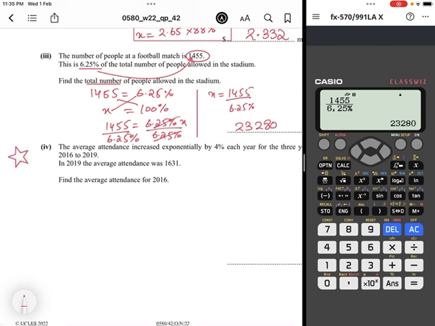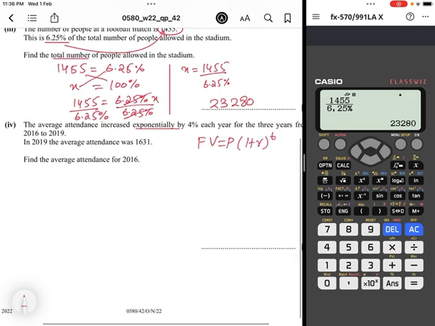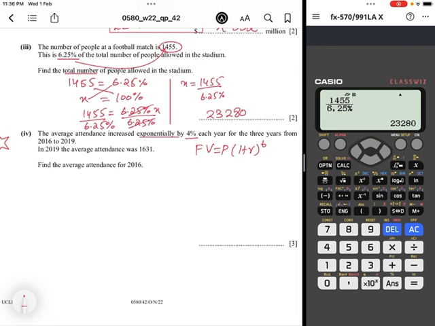Now this question is the star question of the paper. It is always in the exam, exponential increase. And remember that exponential increase is compound interest, which is future value equals principal times bracket 1 plus r, whole power t. Now I'm going to read the question, that the average attendance increases exponentially by 4%. This is your r, and each year for the 3 years from 2016 to 2019.